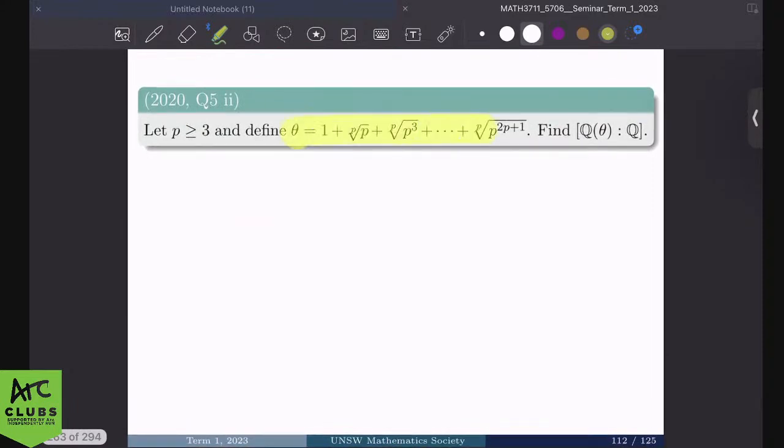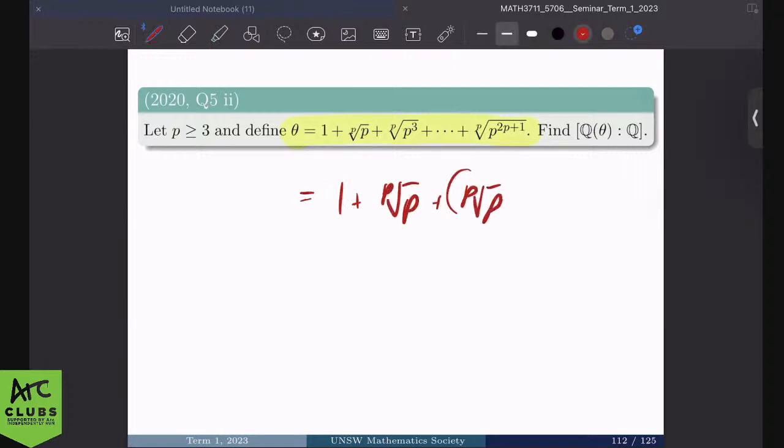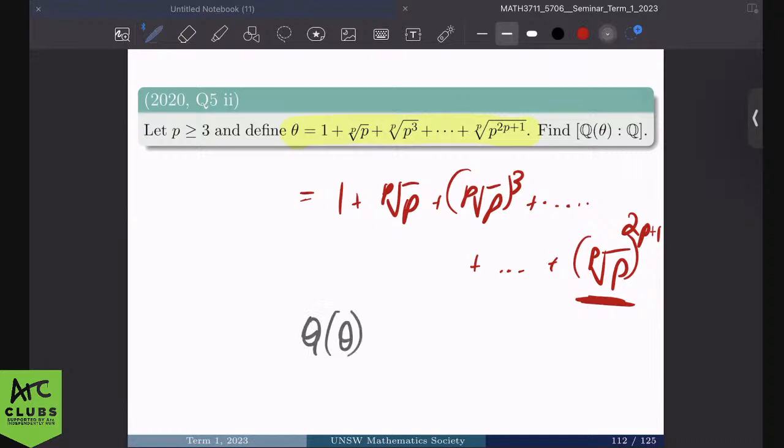This looks really complicated. We've got a bunch of p's, but we can rewrite these all in terms of a given number. So 1 plus p-th root of p plus p-th root of p to the power of 3, all the way down to p-th root of p to the power of 2p plus 1. So in other words, this is all made up of the p-th root of p, which means that this is actually a subset of the field extension of Q by the p-th root of p, right? In other words, this thing is actually a subset of this.